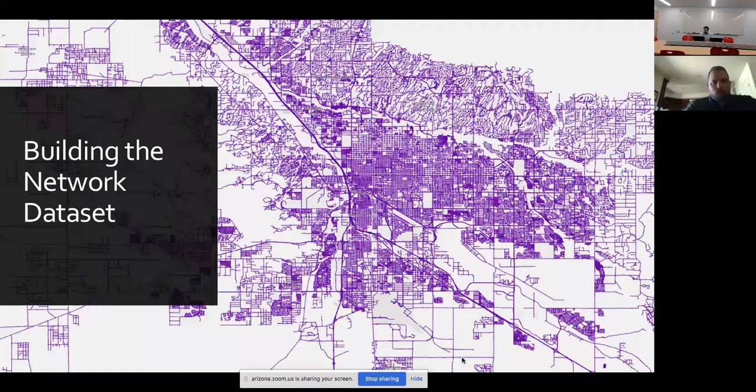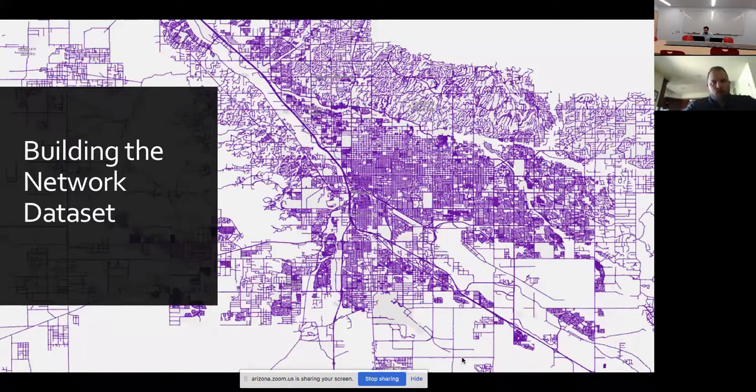Building the network data set. This took a lot longer than anticipated, but I did experiment with different methods, as I said, starting off with a local data set and ultimately ending up with the Esri detailed streets. So first, to begin, what is a network?